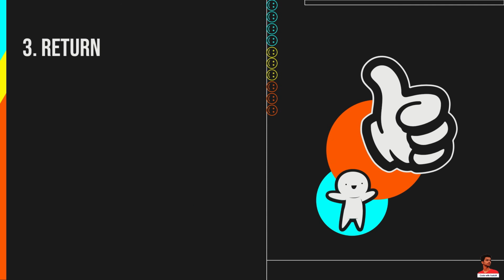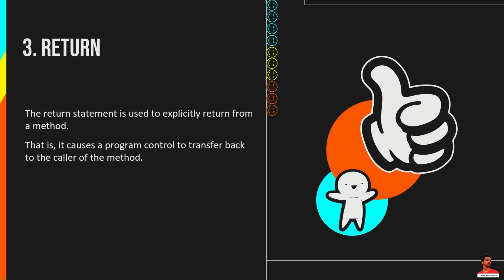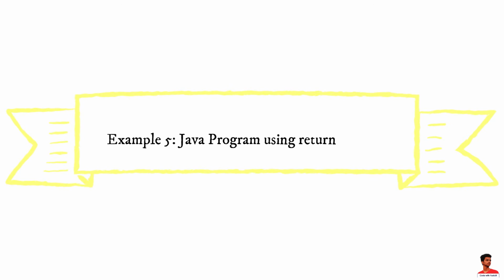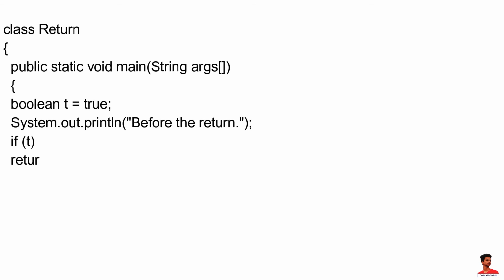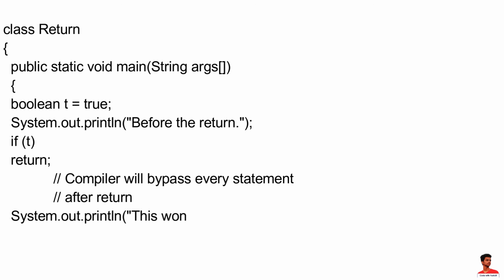The return statement is used to explicitly return from a method. That is, it causes the program control to transfer back to the caller of the method. This is an example of return statement. Output of this program is.